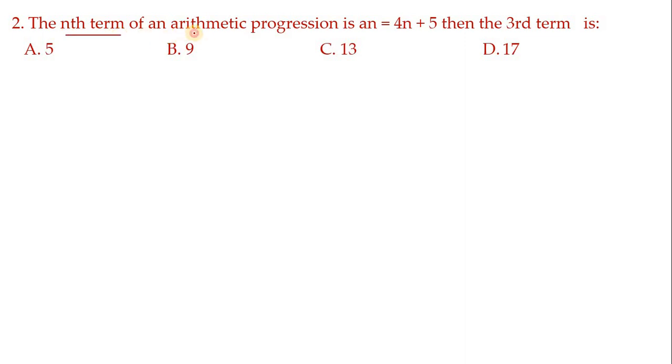The nth term of an arithmetic progression is an = 4n + 5. Then the third term is, given options are 5, 9, 13 and 17. Definitely you will get such kind of problem in your upcoming examination for 1 mark or 2 marks or in multiple choice questions. So here nth term is given. So before that, first let us see the correct option, that is D, 17.